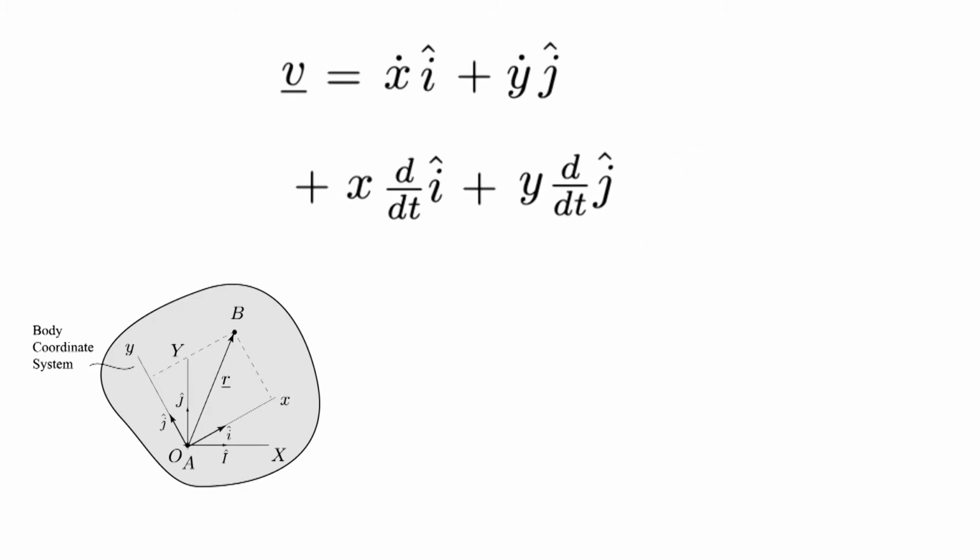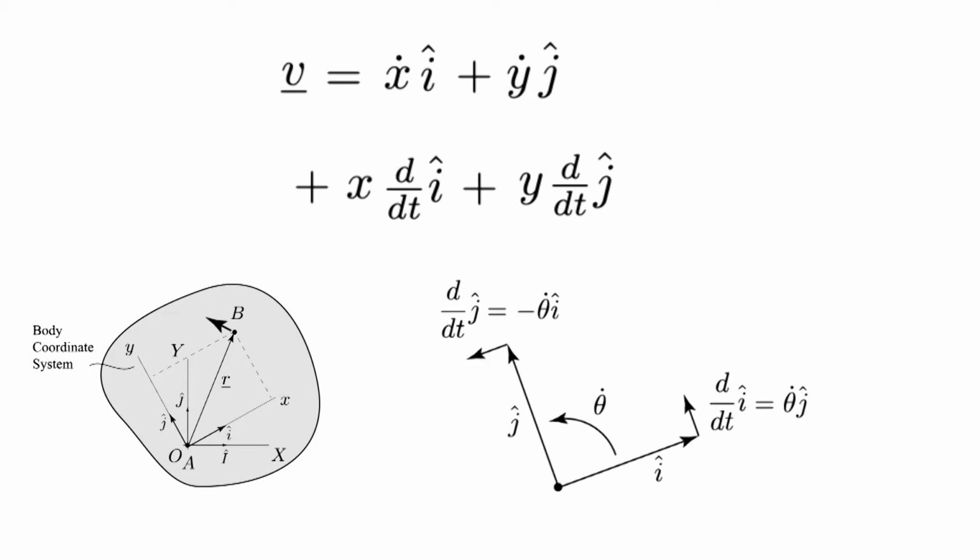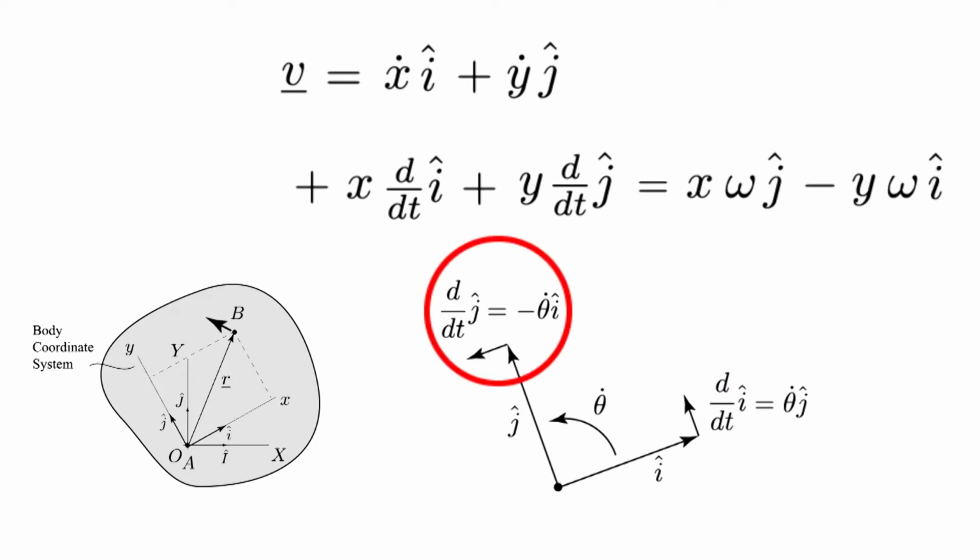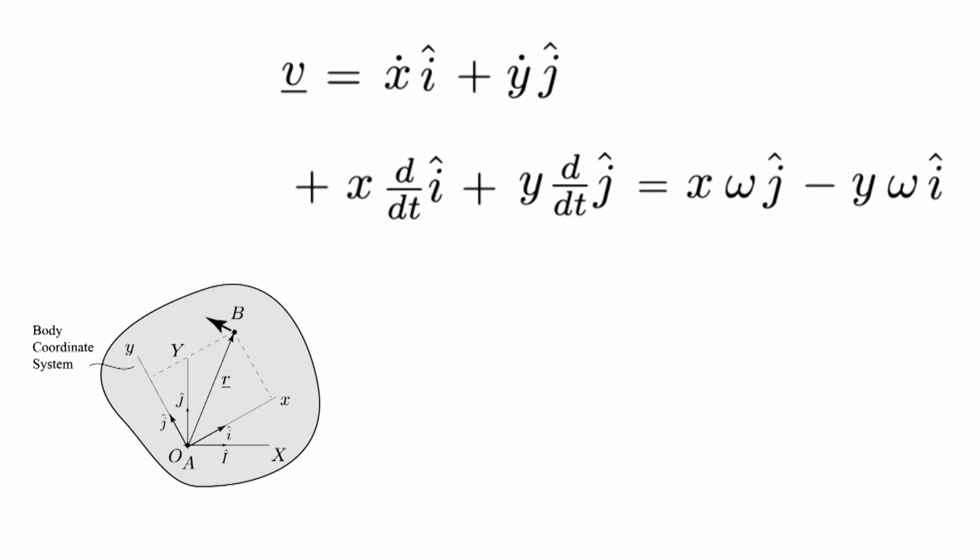These two terms involve the derivatives of the unit vectors. We recall that di hat/dt is equal to omega j hat, and dj hat/dt is equal to minus omega i hat. When these are substituted, the result can be seen to be equivalent to omega cross r.